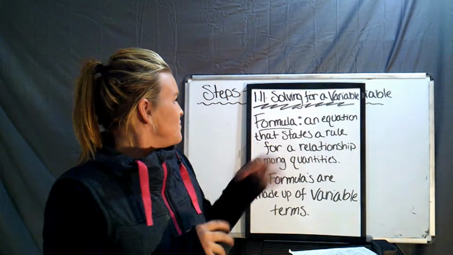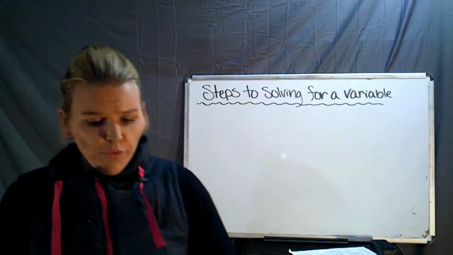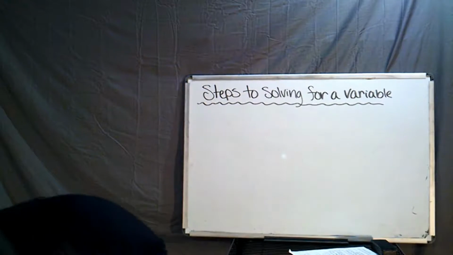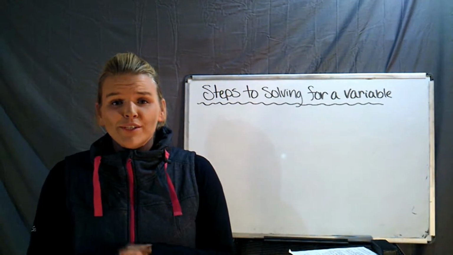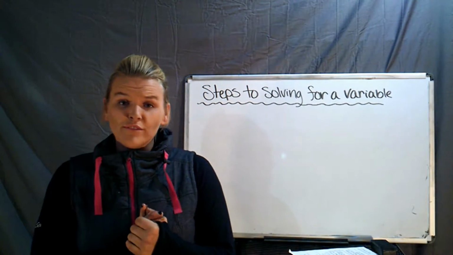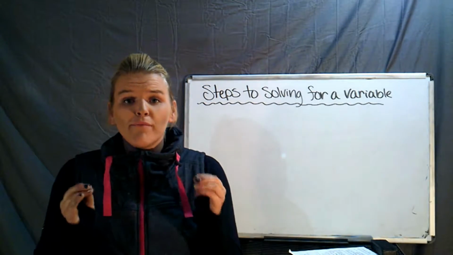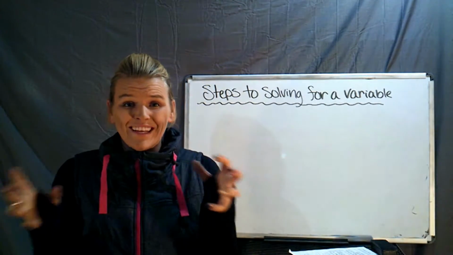Step number 1. We are going to locate the variable. You need to decide where it's at in the equation, and sometimes there might be two of the same variables, and you've got to get them together.